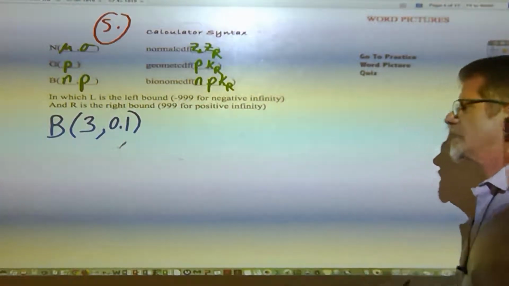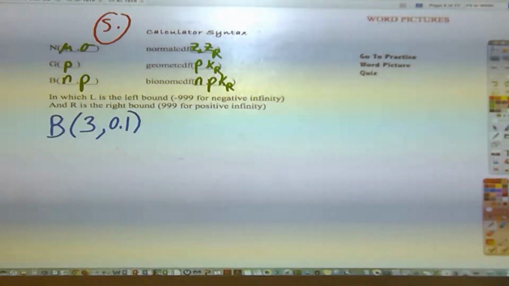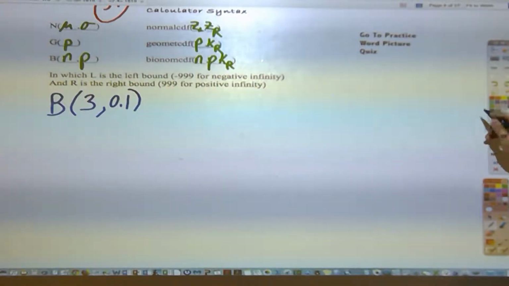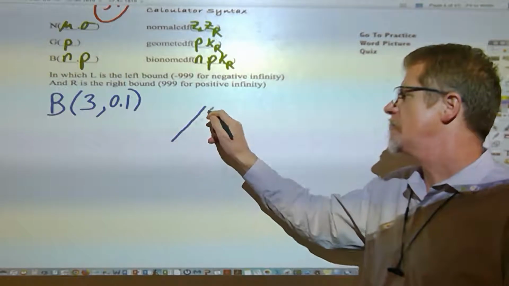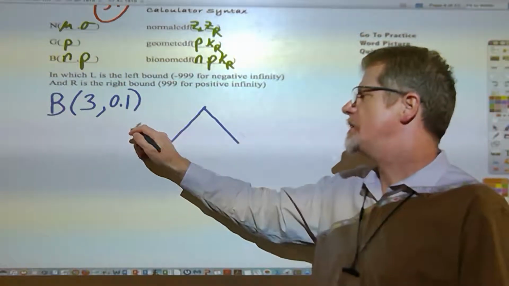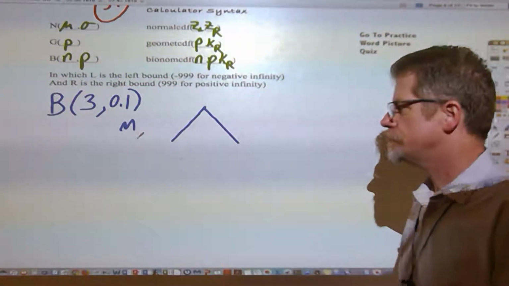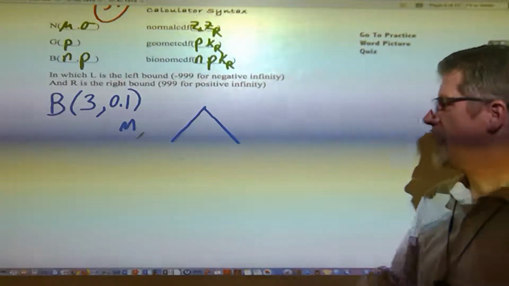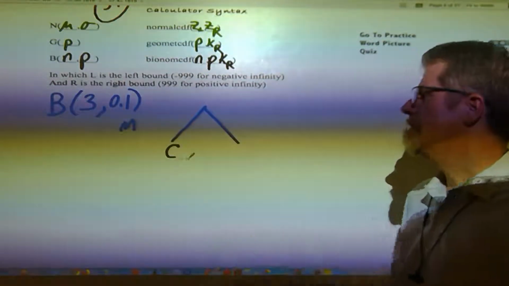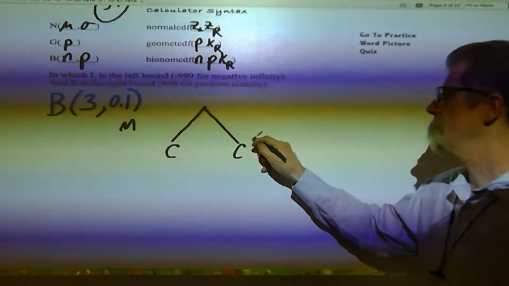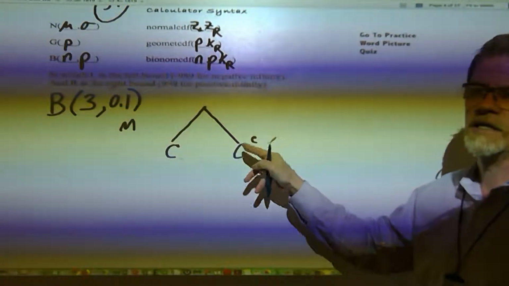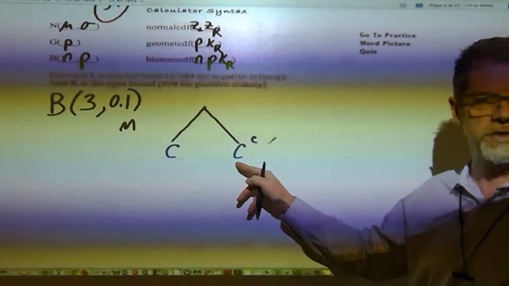The word first will not be in the question. So, tree diagrams are going to help you understand what's going on with binomial models. So let's set up a tree diagram for Monday, Tuesday, and Wednesday. So for Monday, we're going to have either C for canceled, school is going to be canceled, or canceled complement. Complement means not. Not canceled means we have school.